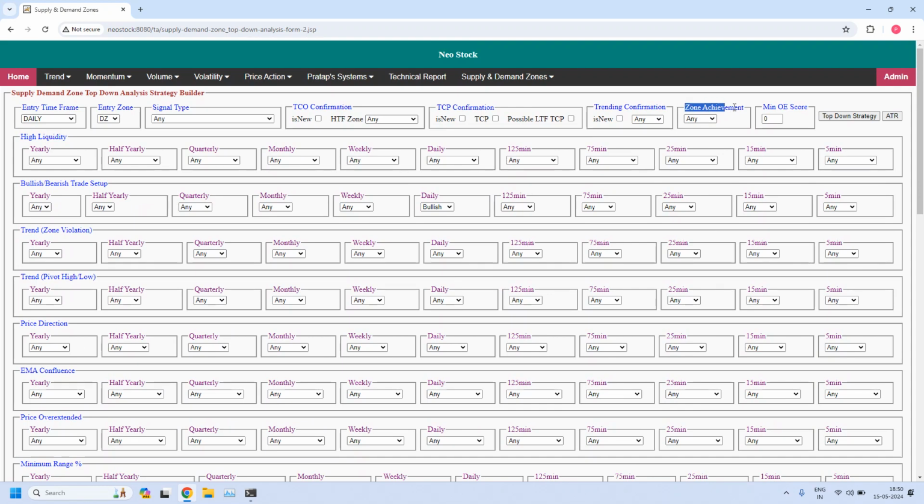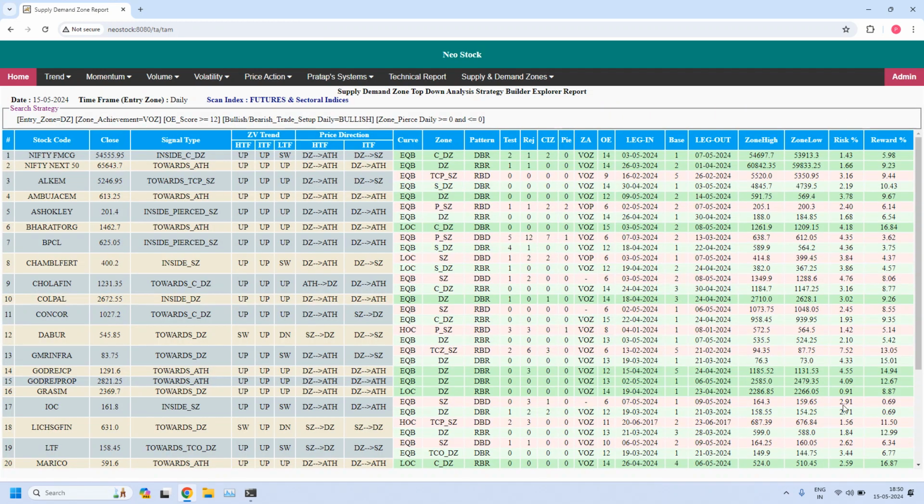And next, second filter, zone achievement. I am selecting the value VOZ. That means violated opposing zone. Only zones having VOZ can be tradable zones. And the third parameter, minimum odd enhancer score should be 12. For bullish or bearish trade setup, the minimum odd enhancer score should be 12. So with these values, I am filtering the stocks. So we got a very good number of monthly income trade stocks.